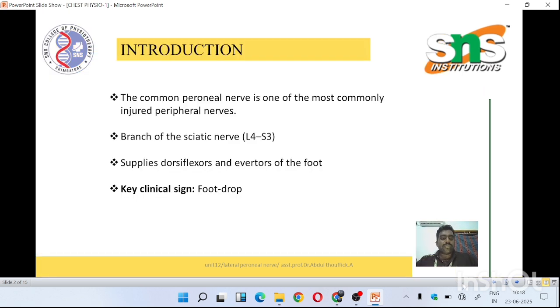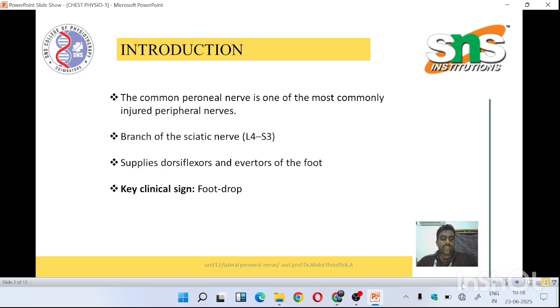Now, why is it important? Because this is one of the most frequent injuries in peripheral nerves. As a future clinician, recognizing and managing these conditions early can prevent long-term disabilities. The common peroneal nerve is a branch of the sciatic nerve, and its injury typically presents with the key clinical sign of foot drop. Let's dive deeper and we can notice it.